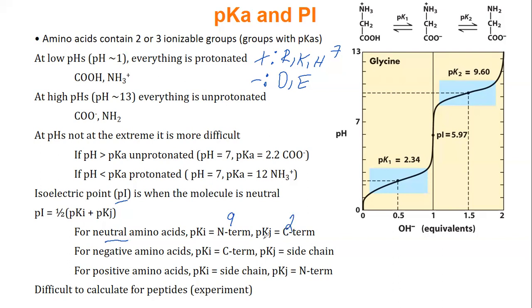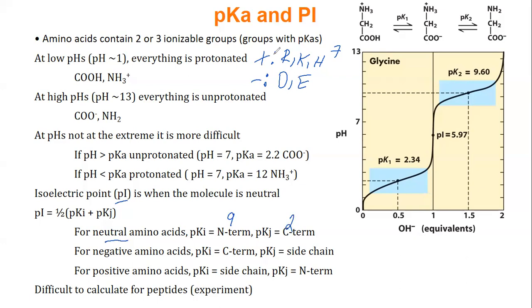Or pKi or pKj are just divided by 2. So for this part, we will do practice problems. That's me just saying it, you're probably not going to get it, but I'll show you what the math is.